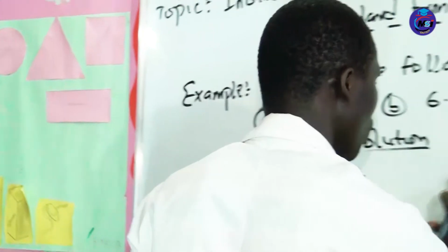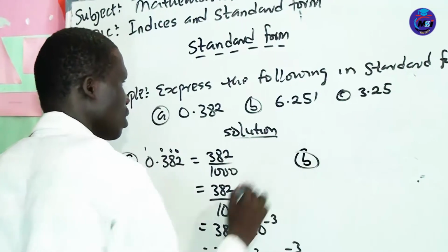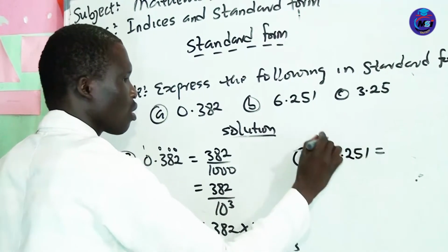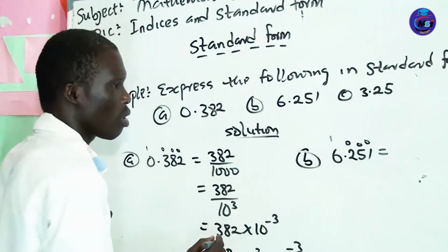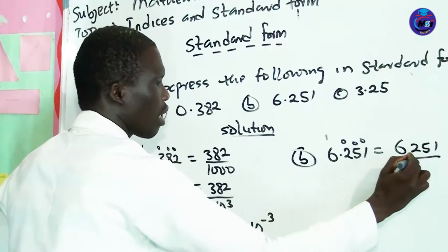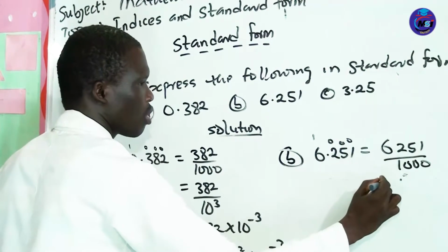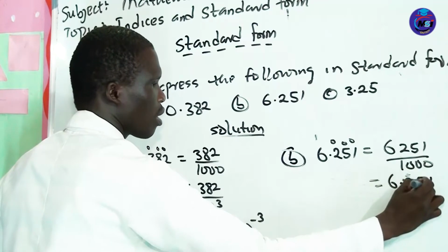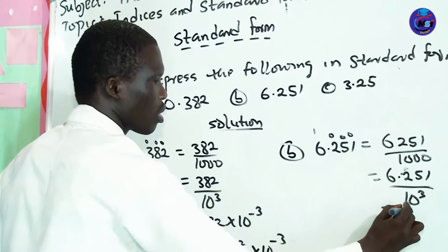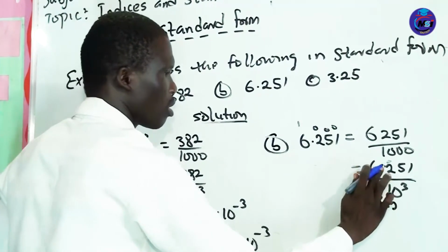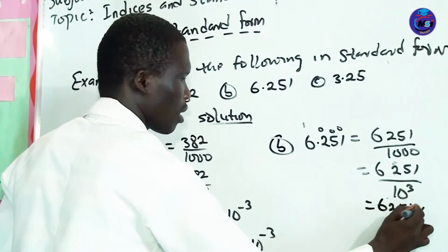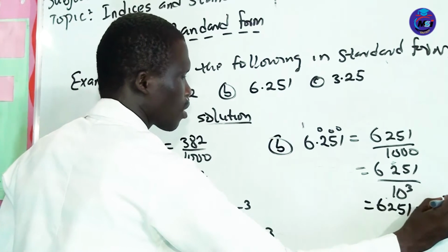Now let me go to the second one, which is B. We have 6.251. This will give us 1000. Okay, pick the number 6251 all over 1000. This will give us 6251 all over 10 raised to the power 3. So this will give us 6251 times 10 raised to the power minus 3.